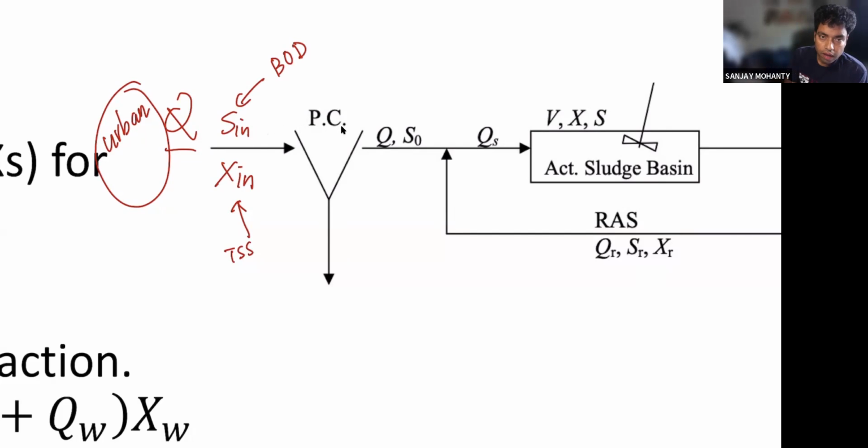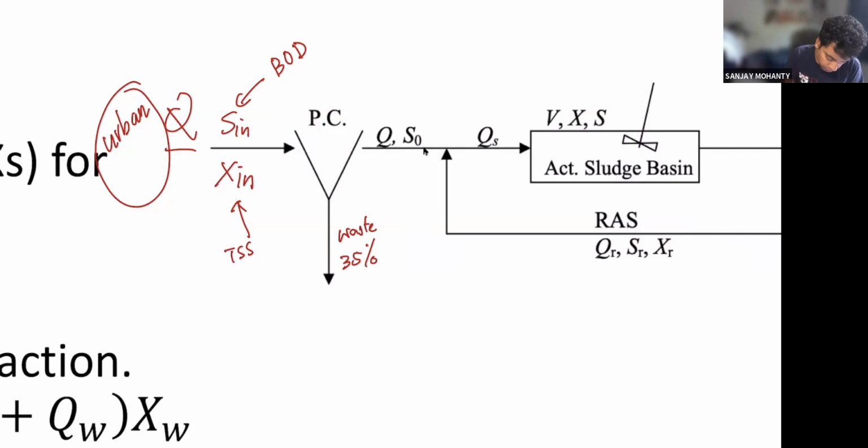Okay, so now if you see in the primary clarifier, you have something coming in and there are two outputs. One is this, another is the waste here. This is waste. The only thing you have to remember here for the primary clarifier is that 35% of all the BOD is removed. That's the number we assume all the time. So that means 35% of S in is removed.